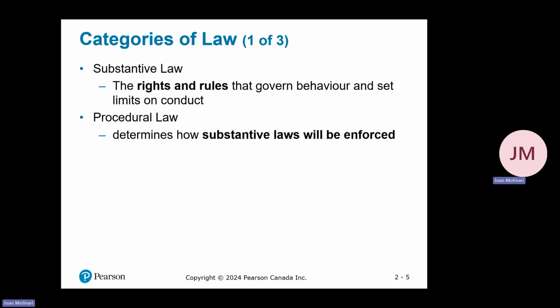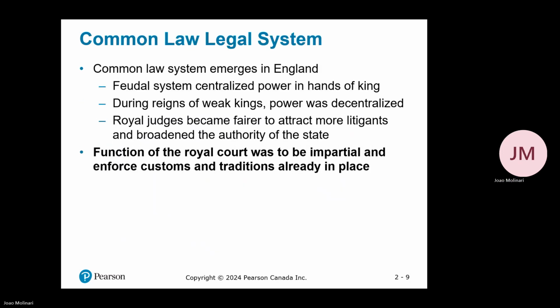Does it make sense? Now, common law legal system, this is the main legal system for Canada. Why? Because it is present everywhere else, in all other provinces and territories. And because this course is here in BC, we'll be focusing on the common law legal system.